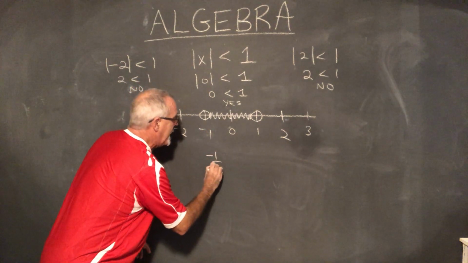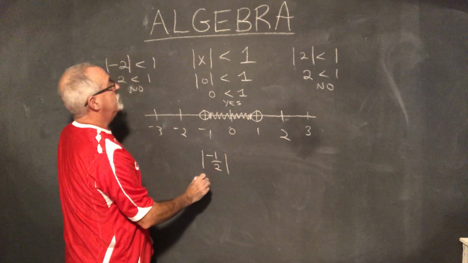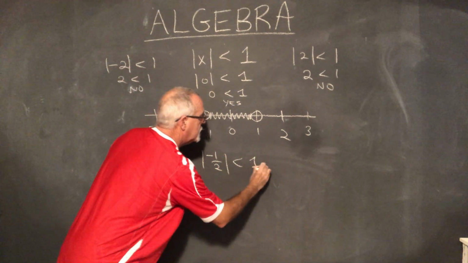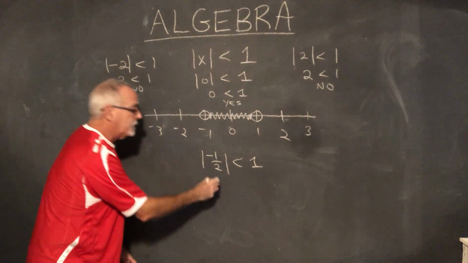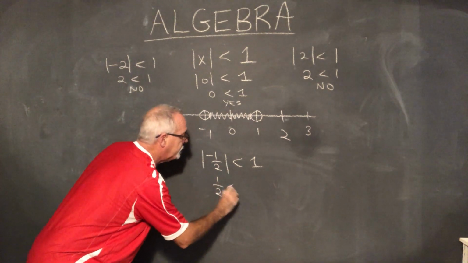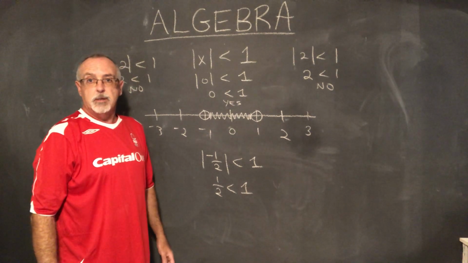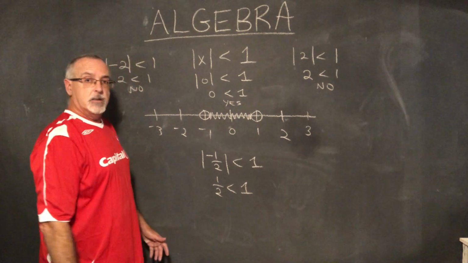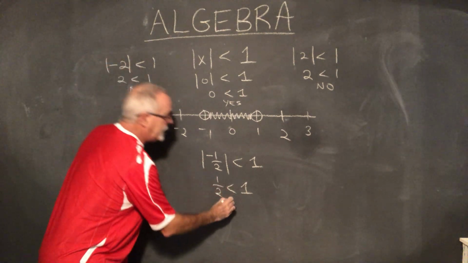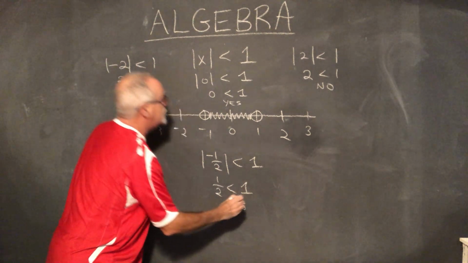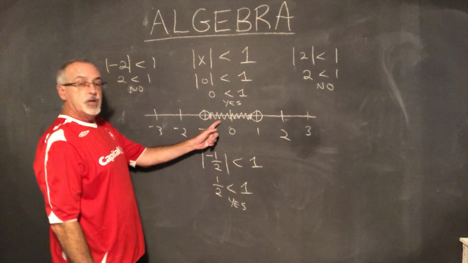negative 1/2. The absolute value of negative 1/2, is that less than 1? Well, the absolute value of negative 1/2 is going to be positive 1/2. Is that less than 1? Yes. Half is less than 1 because half a pizza is less than 1 pizza. Fractions are pizza. Okay, so therefore that is a yes, that is a true statement. So that means negative 1/2 should be shaded, and it is.